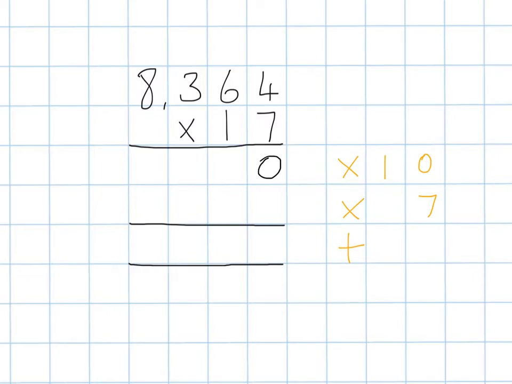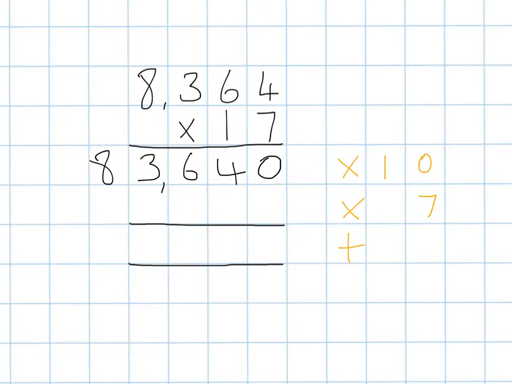So 8,000 becomes the 80,000 there. 300 becomes 3,000. The 60 becomes 600. And the 4 units become 4 tens. So we've now got 8,364 multiplied by 10, giving us 83,640.